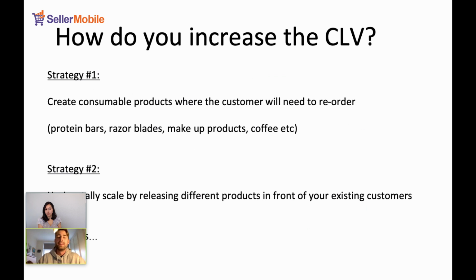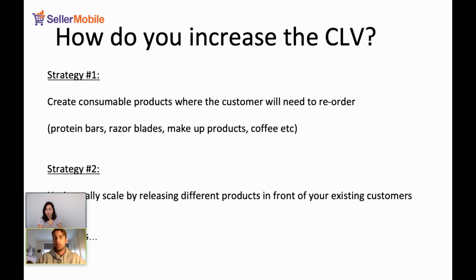Slightly more difficult is strategy number 2, whereby we're releasing different products in front of your existing customers. And why this is slightly different is because you're going to have different kinds of products on Amazon that they're going to go and purchase, if that makes sense. So what we do here is we simply release different products that complement our main products. So we may have a hero product that may be like a makeup brush or something like that.